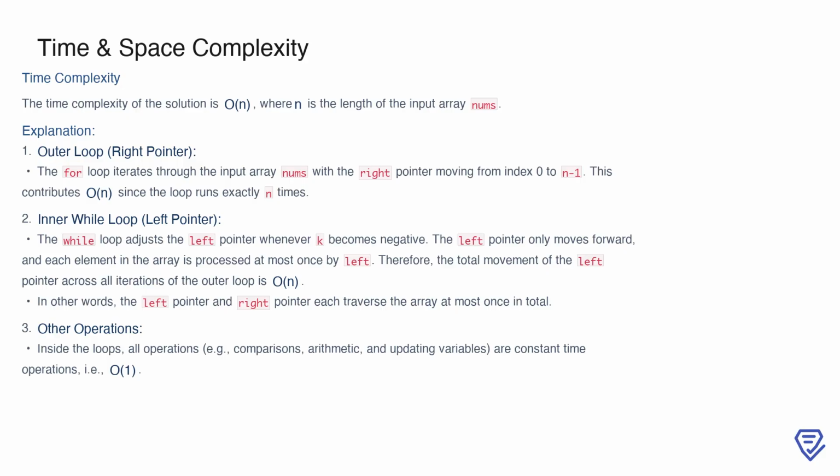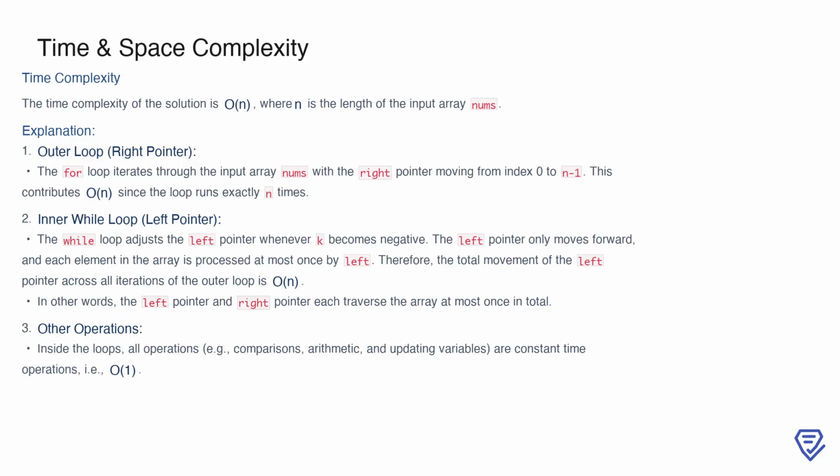Let's break this down step by step. First, we have the outer loop, which uses the right pointer to iterate through the array. This loop runs exactly n times, as the pointer traverses from the start to the end of the array. Next, we have the inner while loop, which adjusts the left pointer whenever the number of allowed flips, k, becomes negative. Importantly, the left pointer only moves forward, and each element in the array is processed at most once by this pointer. This means that, across all iterations of the outer loop, the total movement of the left pointer is also O(n).